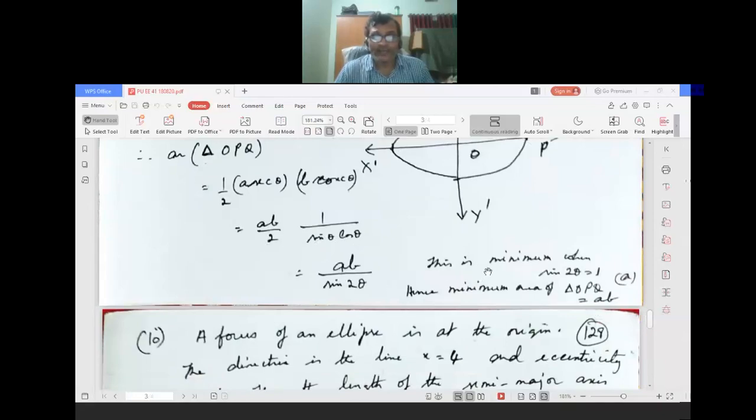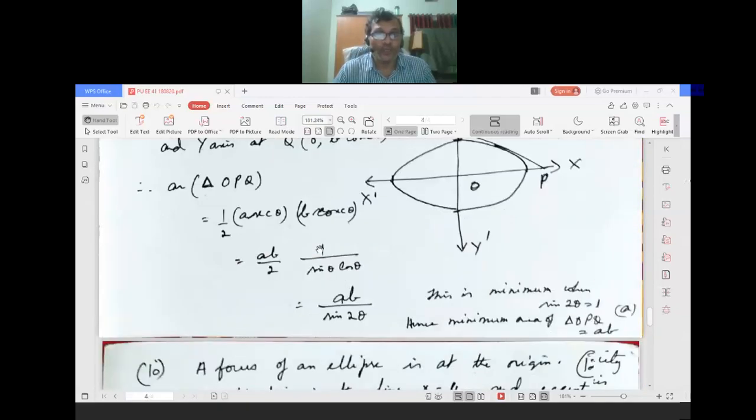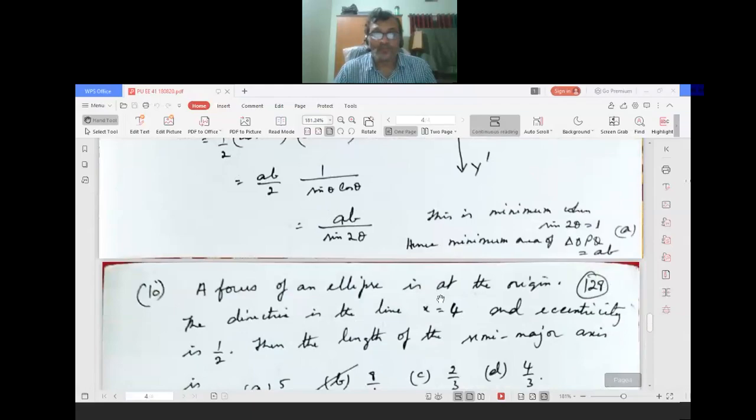Okay. The area is minimum when sin 2 theta is 1, because sin 2 theta 1 means the largest value. So the denominator is largest, which means the total value will be smallest. So this is minimum when sin 2 theta equals 1. So the minimum area of triangle OPQ is AB. Okay, I hope you followed.